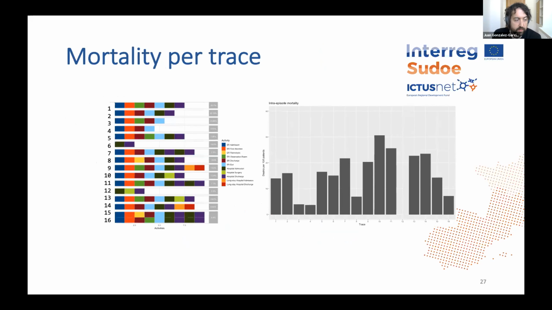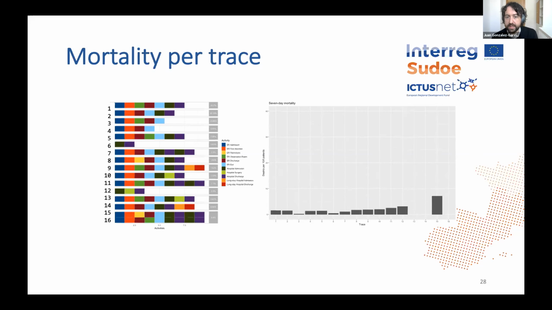We also observed the mortality per trace. This is the intra-episode mortality, that means in-hospital mortality. Thanks, sorry. This is in-hospital mortality. The next slide is the 7-day mortality, and the next one is the 30-day mortality.